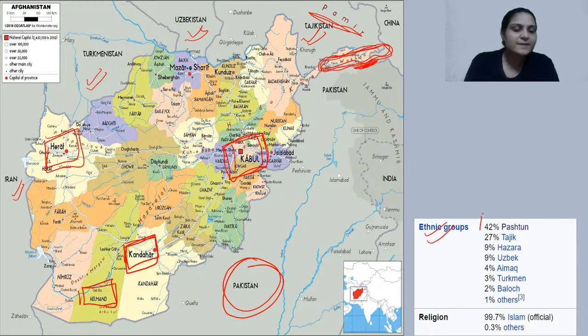Moving ahead, let's talk about the ethnic groups that are present here. So 42% of Afghanis are actually Pashtuns. And if you remember the India-Pakistan relationships, when I was talking about that, I also said that Pashtuns are the biggest minority in Pakistan. So how did Pashtuns become a minority in Pakistan? Because of the many civil wars in Afghanistan, a lot of Pashtuns sought sanctuary in Pakistan, or they actually migrated to Pakistan.